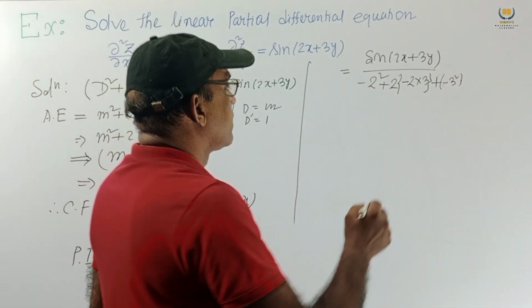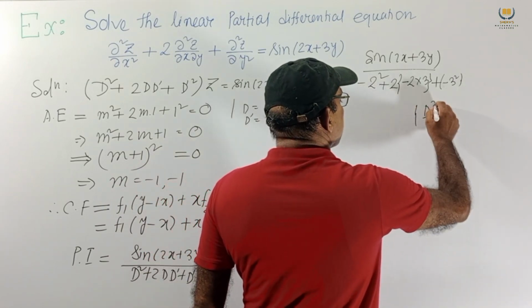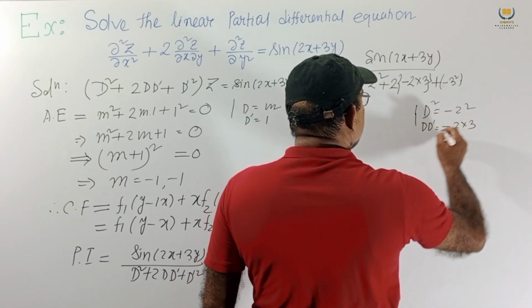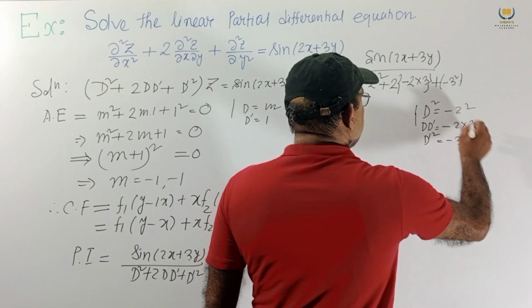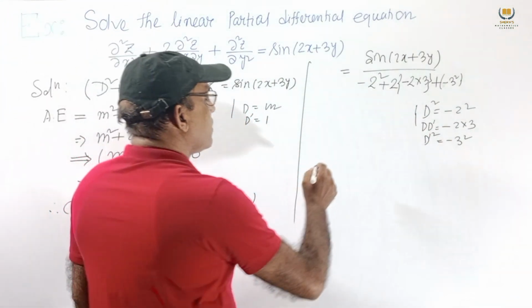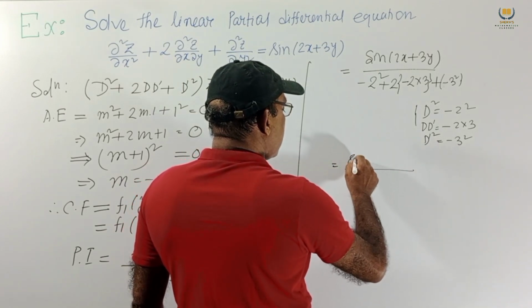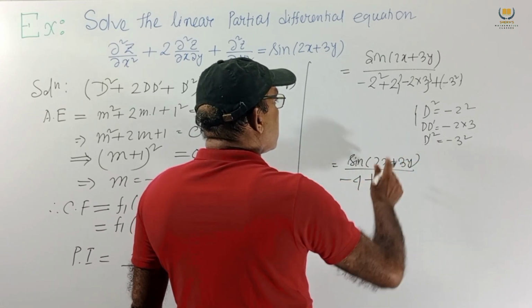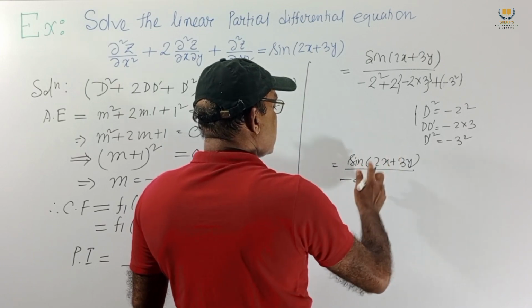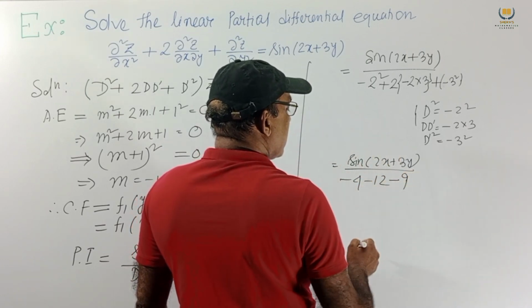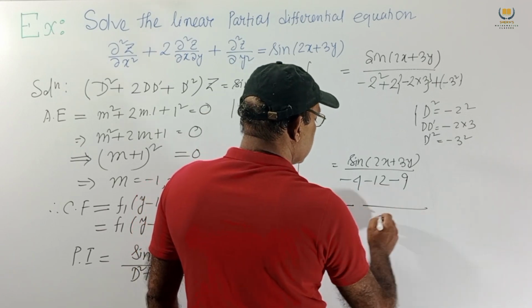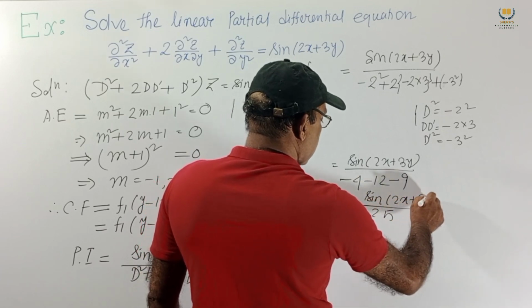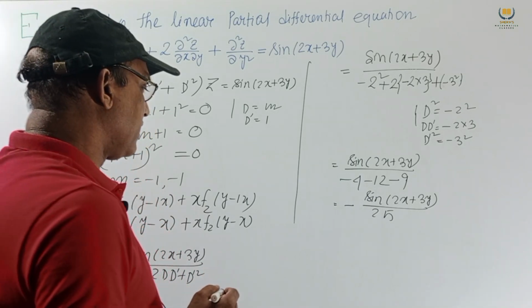We write it in this way, and we get sin(2x+3y) divided by -4 - 12 - 9, that is -25. So the particular integral is -1/25 sin(2x+3y). This is our particular integral.